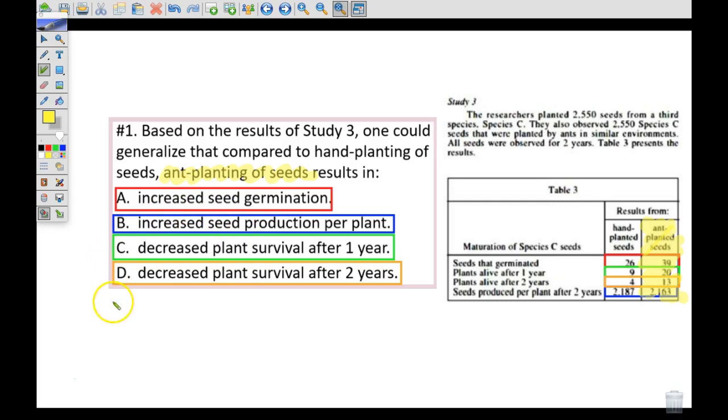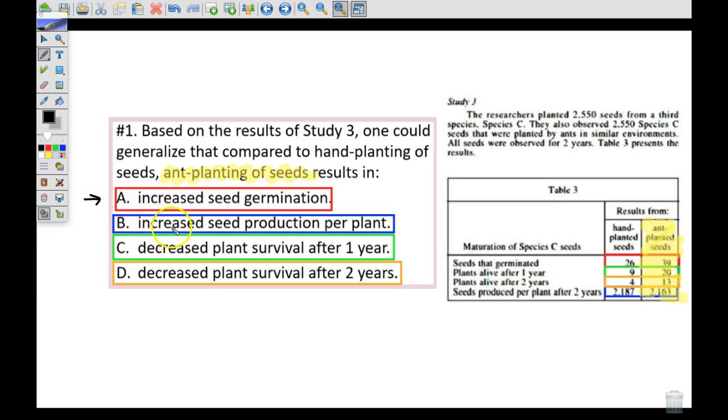Question 1 asks, based on the results of study 3, one could generalize that compared to hand planting of seeds, ant planting of seeds results in which of the following options? So we really want to make sure we're looking at the ant planting of seeds portion of table 3, which is highlighted in yellow. Option A says increased seed germination, so we're going to compare the values from hand planted to ant planted, and it does indeed increase, so the A is an option.